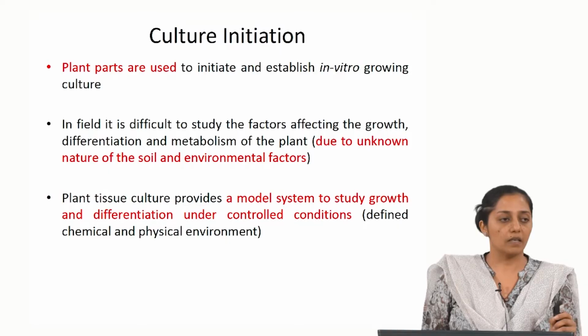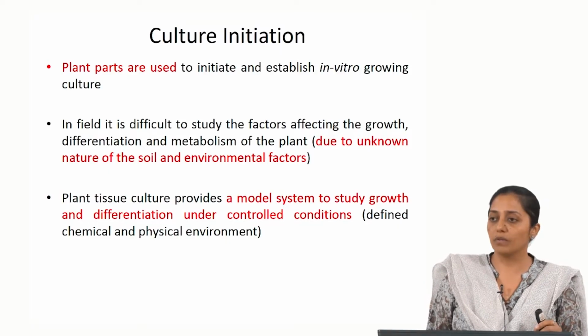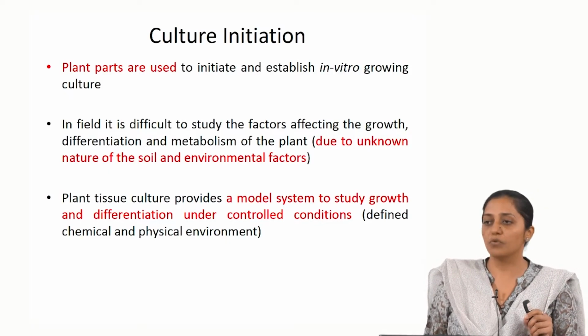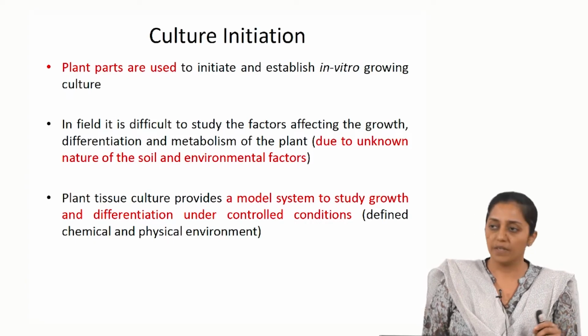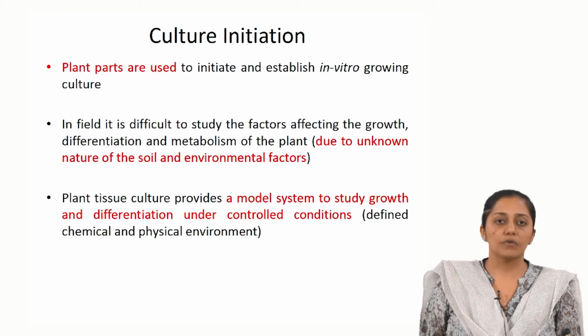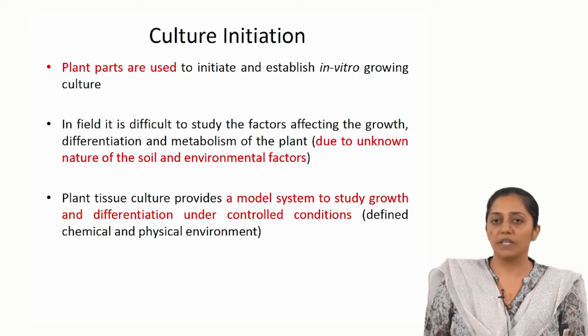So today we'll study different forms of cultures which are used and their applications in plant biotechnology, and what are the nutritional requirements of plant cells before starting with the different forms of in vitro cultures. Starting with culture initiation, we all now know that any part of the plant can be used as an explant to initiate different forms of cultures. So these plant parts are used to initiate and establish in vitro grown cultures.